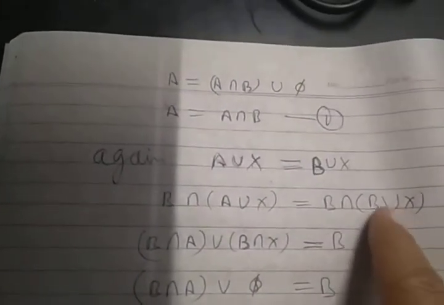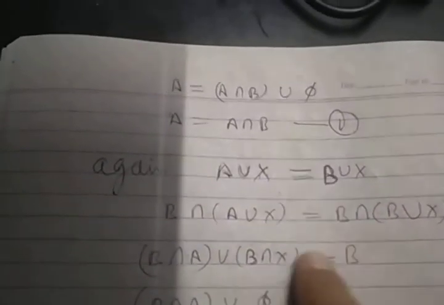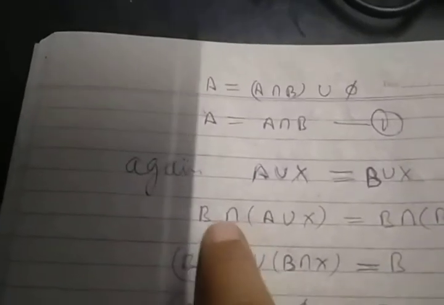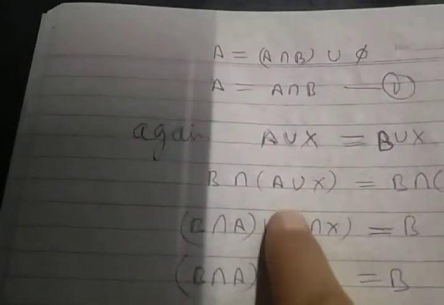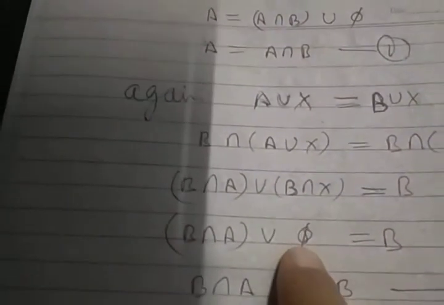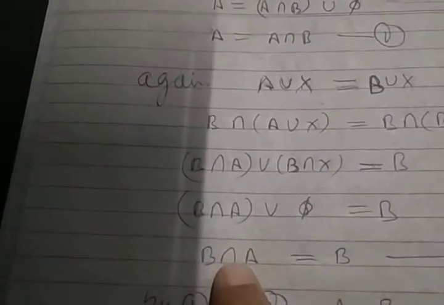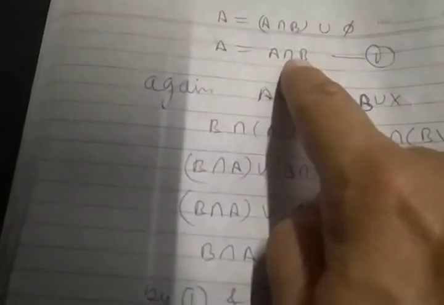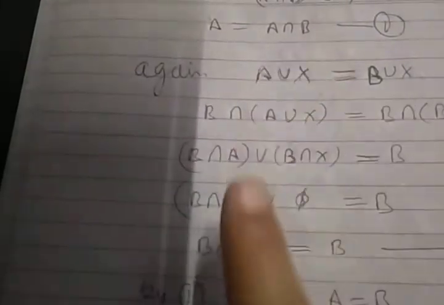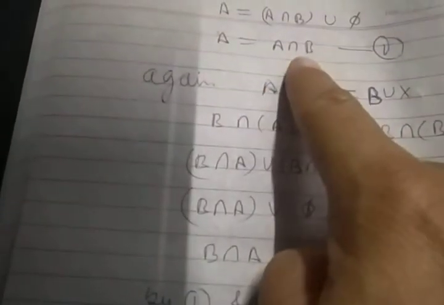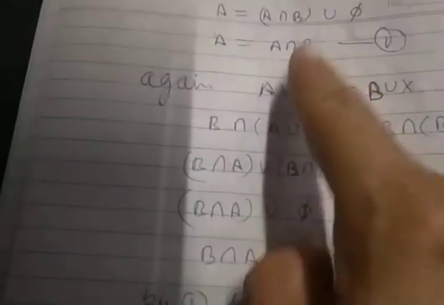We have already discussed. If you take the union of two sets and then take the intersection with one of those sets, you will get that same set. Here we are using the distributive property: B intersection A union B intersection X, but B intersection X is given as phi, so we have substituted phi here, and again union of phi with any set will give you the set itself. So the first one, A equal to A intersection B, and B intersection A is B. A intersection B and B intersection A are equal. The intersection of two sets, whether you write A and B or B and A, the value comes the same. So these two are equal, so A equal to B.